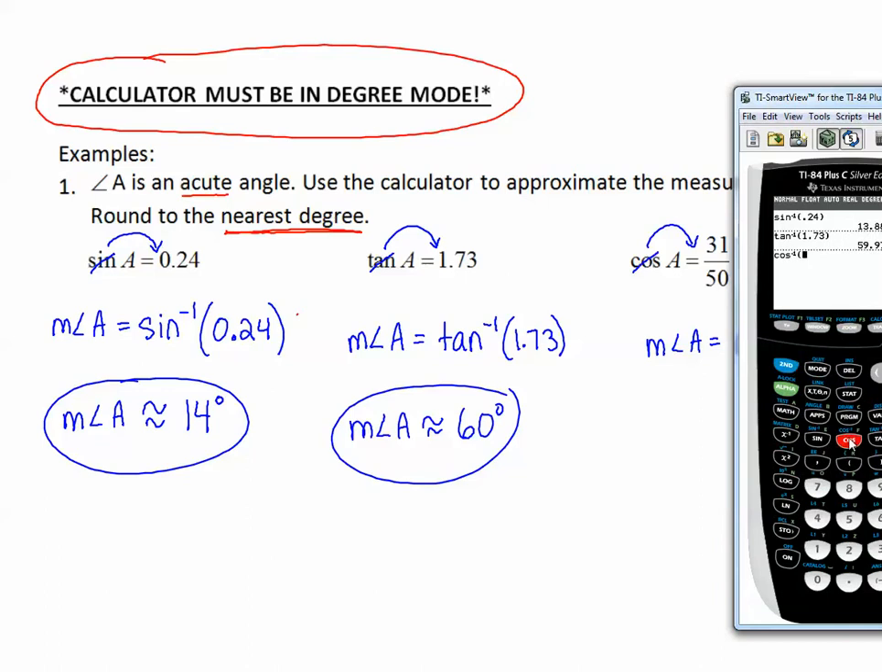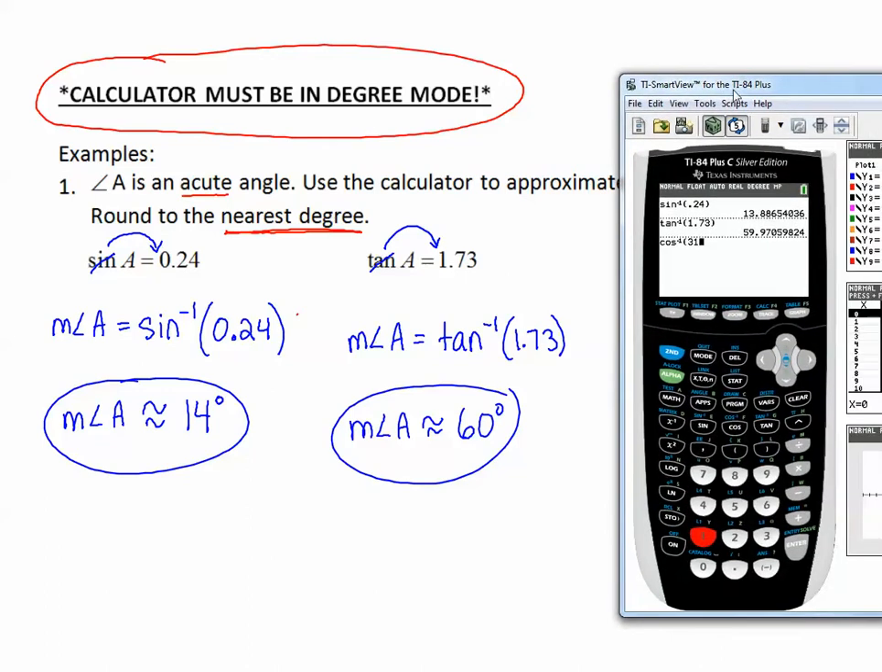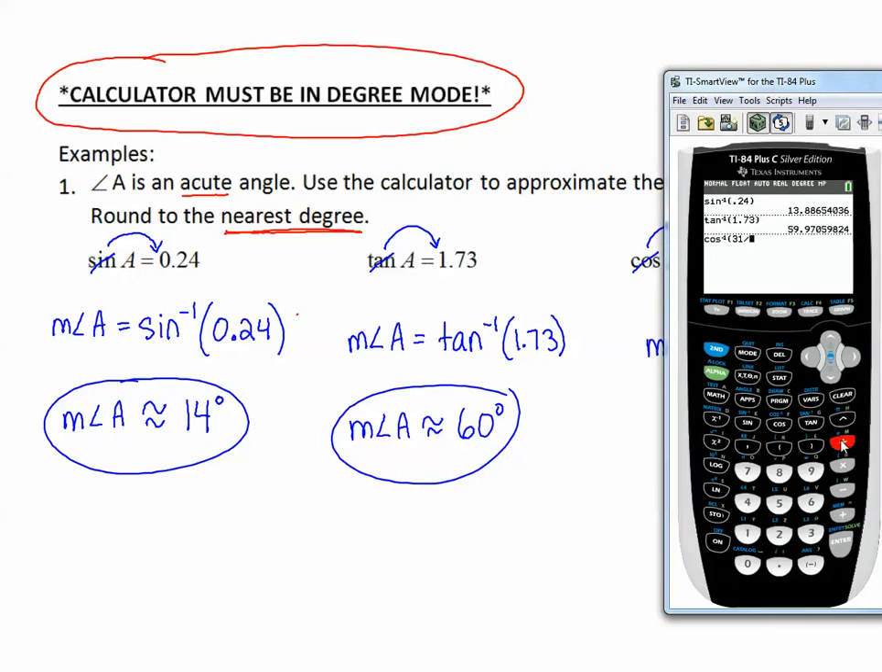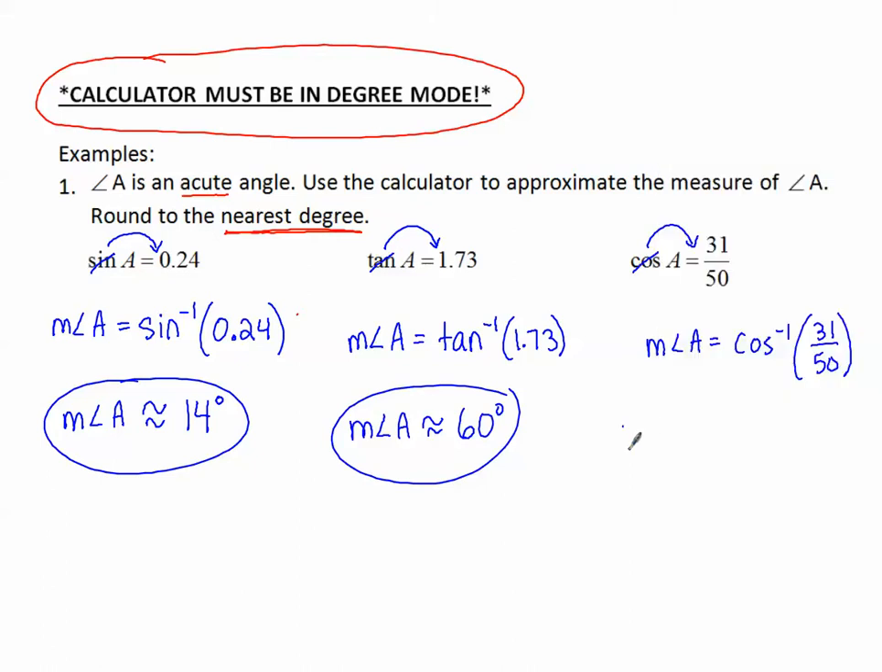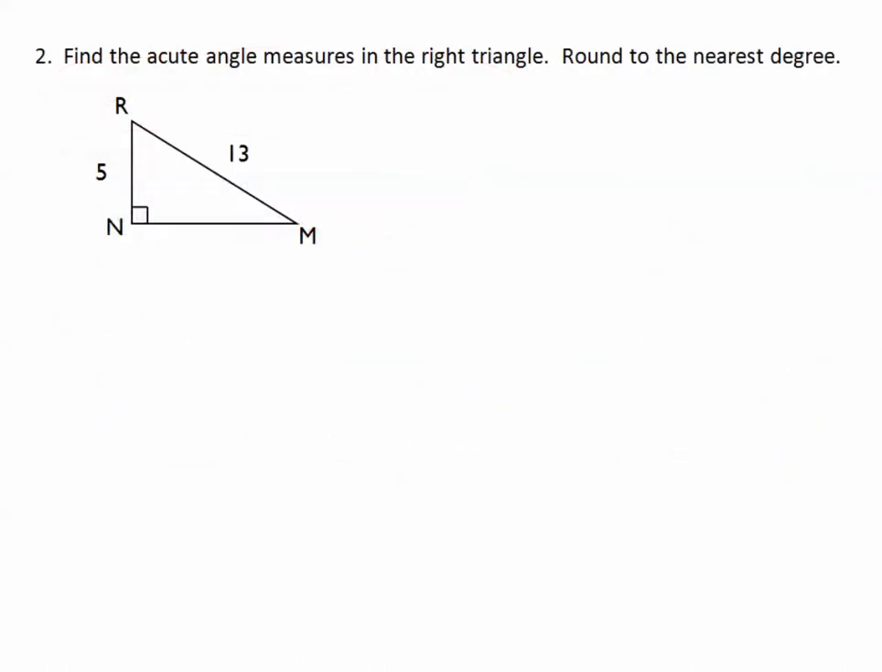Second cosine 31, I need divided by 50. Close parentheses, enter. 6 makes that a 2, 52 degrees. So the measure of angle A is approximately 52 degrees. Did you get it? Now let's apply it.